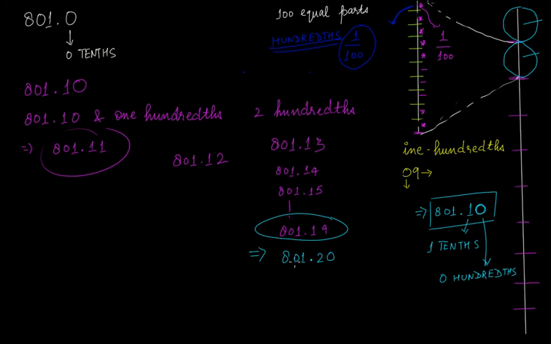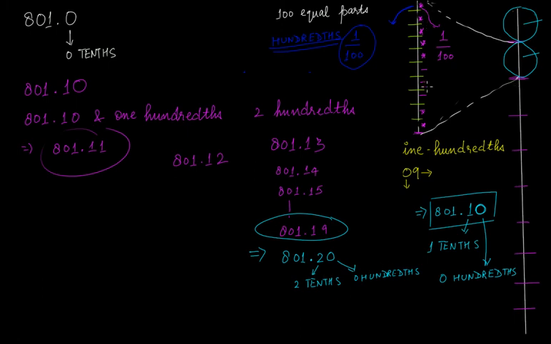Now you are having 801.2, that is 2/10ths and 0/100ths. This is 2/10ths, 1/10 and 2/10ths, and 0/100ths. Okay, now you are having 1 and 2/10ths and 0/100ths.